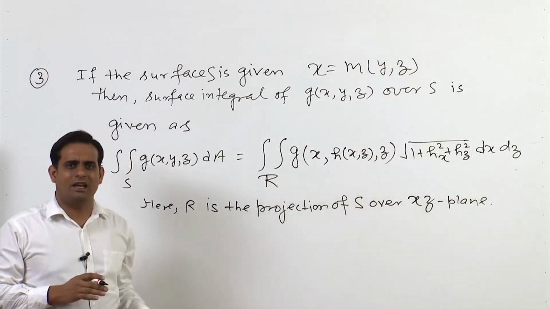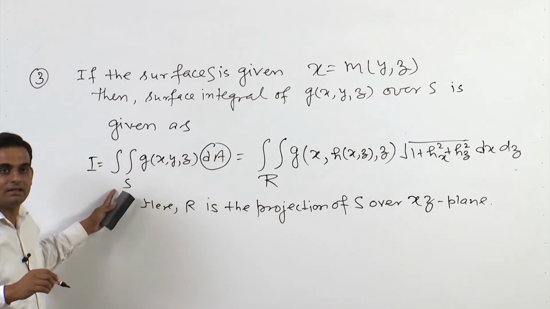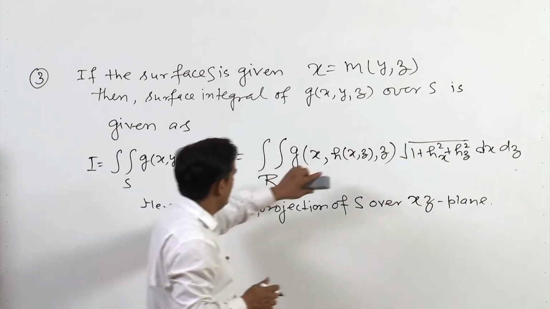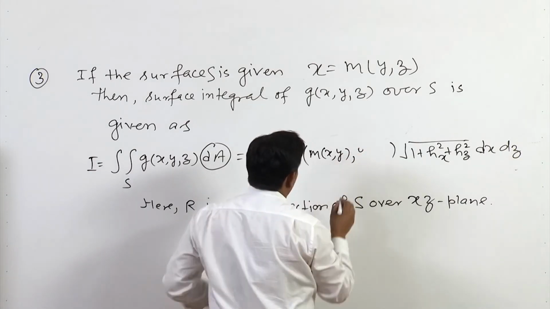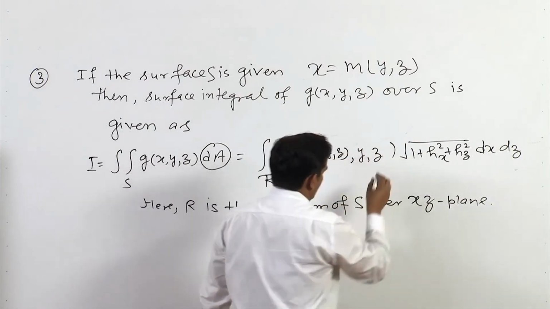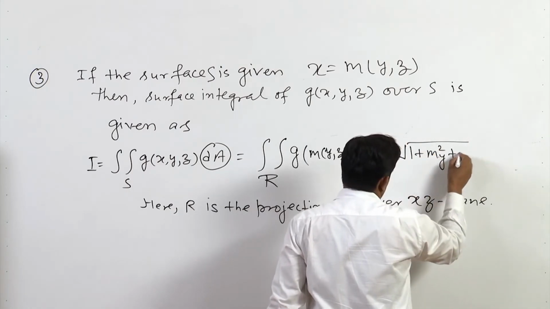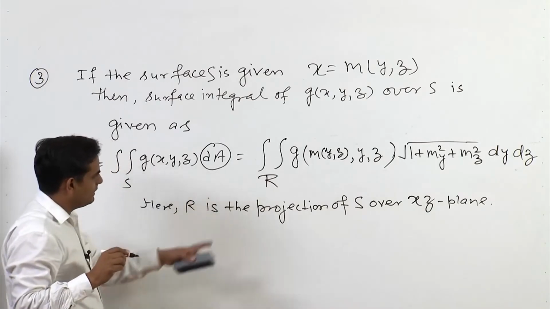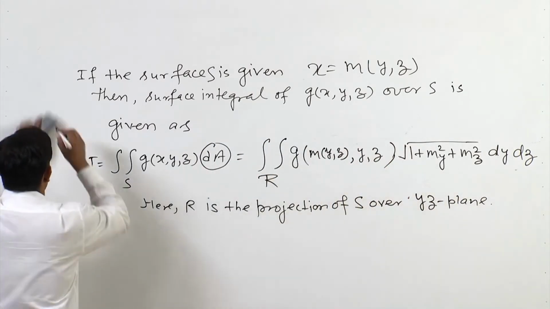And the last, if the surface S is given in the form x equals to some m of y z, so we are doing the same as we have done in the previous lecture. Only thing we are changing, the rule of calculating this dA over the surface S, means calculating the surface area of S. So in this case G will become a function of y z, because x equals to m of y z, and then square root of 1 plus m_y square plus m_z square dy dz, and here the region R is the projection of S over the yz plane. So this is formula number 4.